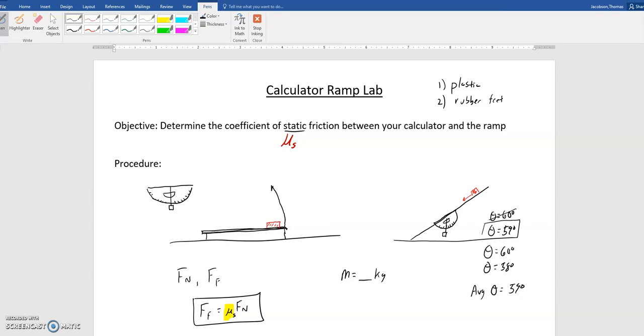If no one at your table has a calculator with those rubber feet, you could either borrow one from somebody else, or you could just test your calculator, and then for the second part you can make a note and maybe test something else. Maybe you test your water bottle, or maybe a pencil or something like that, as long as you have 2 tests of different surfaces.